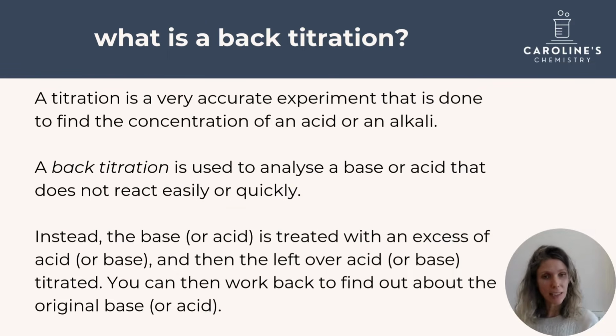So if that is the case and you have a base or an acid that doesn't react easily or quickly, what we do is we take that base or acid and we treat it with an excess of the acid or base. And because you've used an excess, it means you're going to have an amount that's reacted and then an amount that is left over. And what we do is we then take that leftover amount and we titrate that. Then we work backwards to find out about the original base or acid, hence the name back titration.